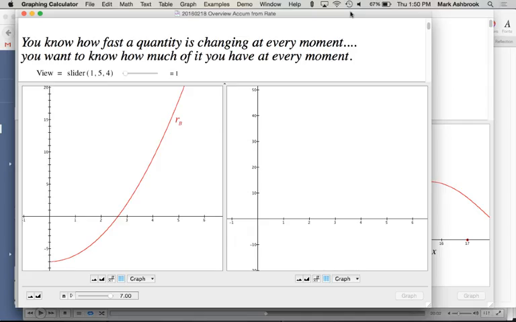And so in order to get what we want in the end, what is how much of it we have in this example? It would be like the height of the plane, or the accumulated changes in height, right? It's the accumulation of height from time equals 0, or just its height above the ground. That would be what we mean by you want to know how much of it you have at every moment.